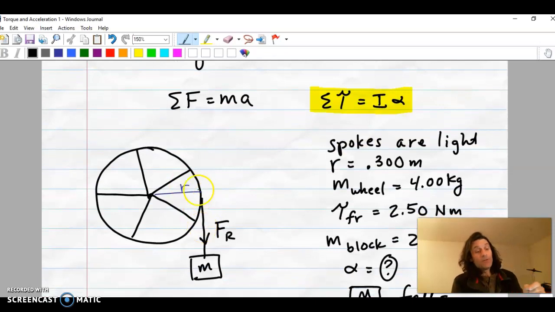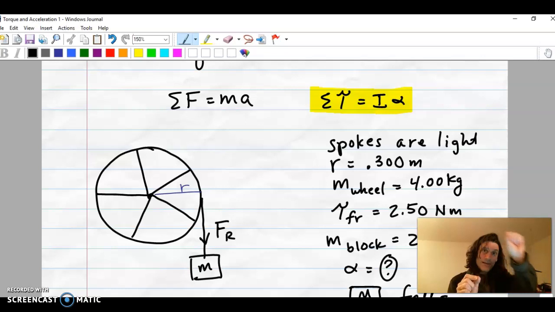The only difference is when we do this drawing, we're going to say the string is wrapped all the way around the wheel, and so as that mass falls, the force of tension in that rope will always stay perpendicular to the radius, okay? That's the only difference between this drawing and that example. That string will be wrapped around the wheel.